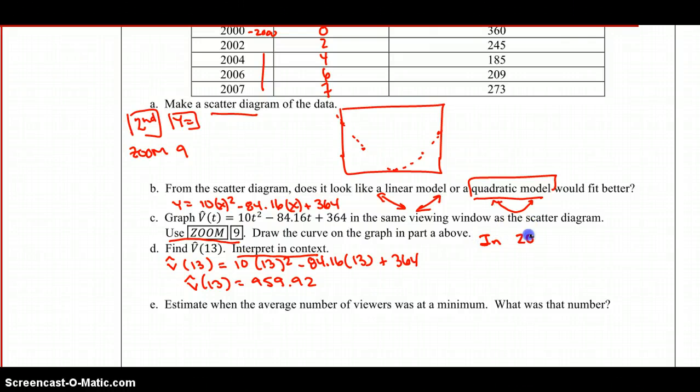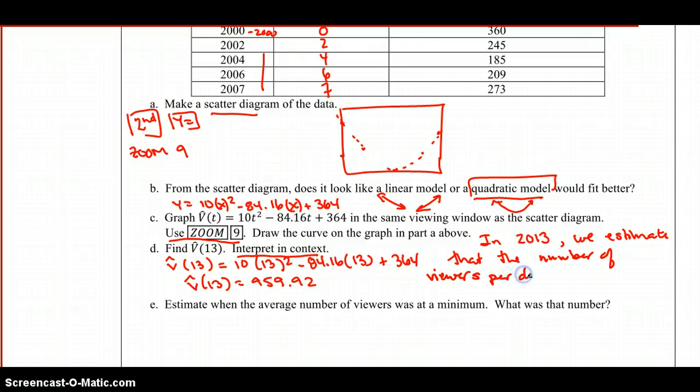So in 2013, and then the hat is an estimated or predicted value, so we estimate that the number of viewers per day for this, what did we have, CNBC, okay, is 959.92 thousand.